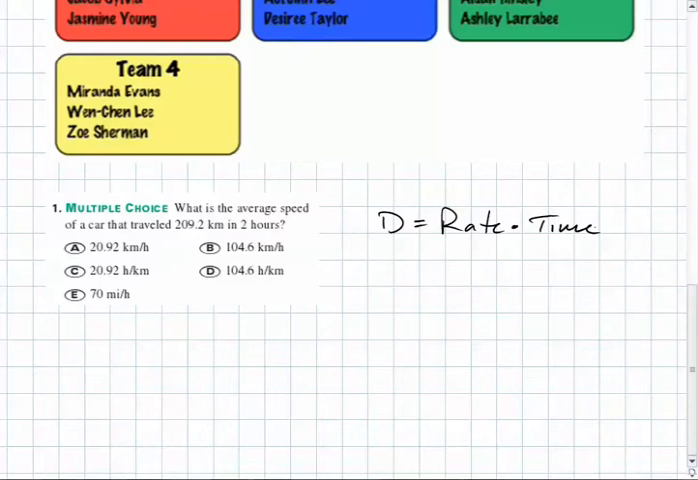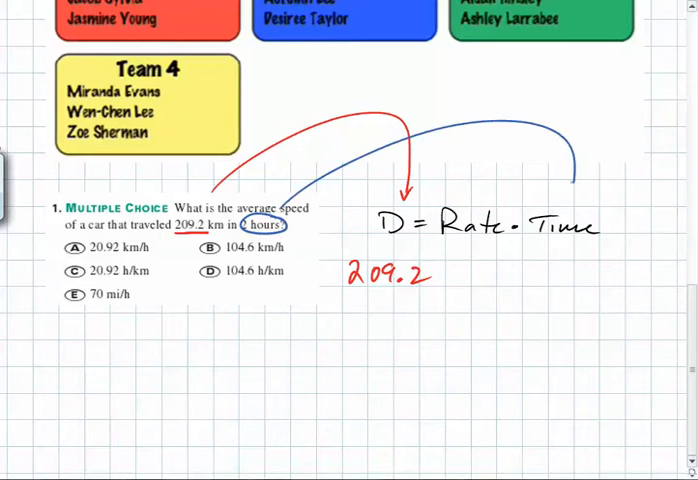So what are they giving you here? What is 209.2? What is that? That's a distance. What's 2 hours? Distance equals rate times 2. You need to isolate the rate. So how do you isolate the rate? What do you do to both sides? Divide. What do you divide by 2?